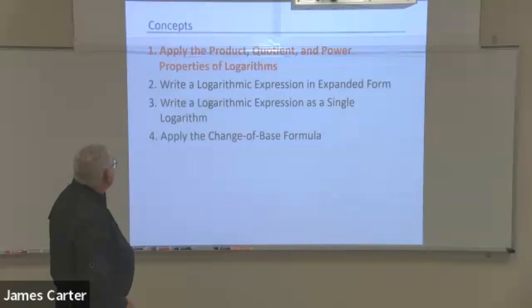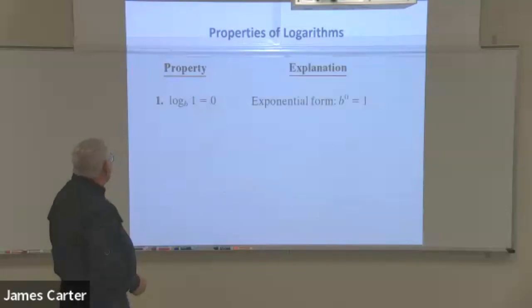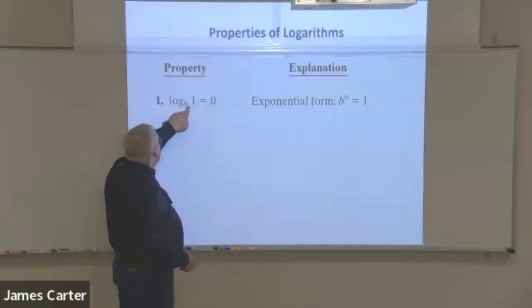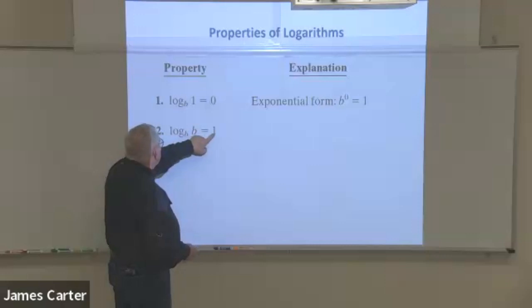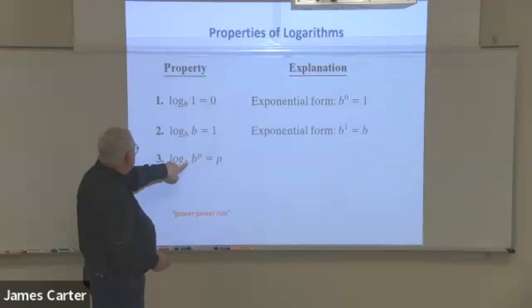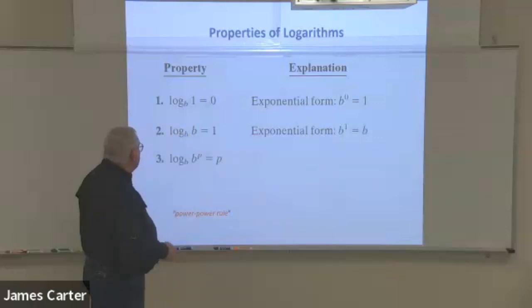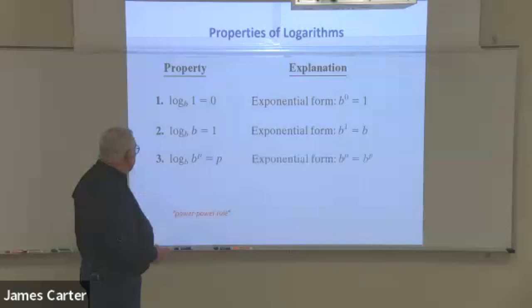Okay, let's talk about the properties of these. We've talked about these properties before already. Anything to the 0 power is 1, and here's exponential form. Anything to the first power is itself. In this case, we take the 1 from here, and we've got P. Technically, we bring P out front first.